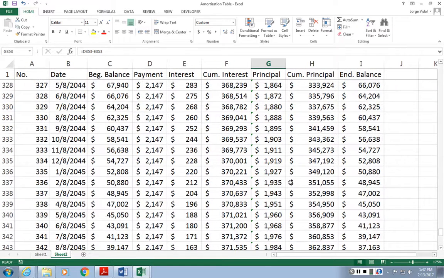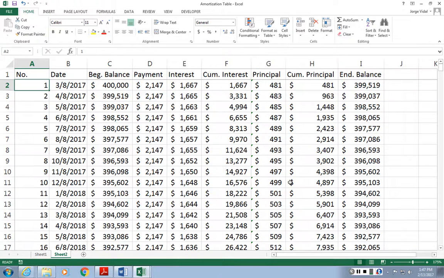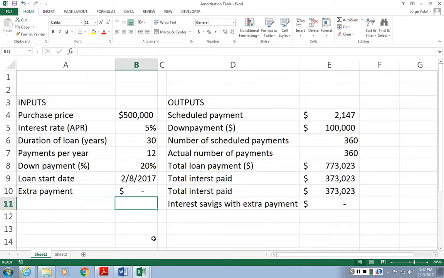So when you do this, it's an eye-opener. You can see how expensive these loans are. And then, if you have student loans, you can use this for calculating your amortization table. All right. Now, let's go back to sheet number 1.